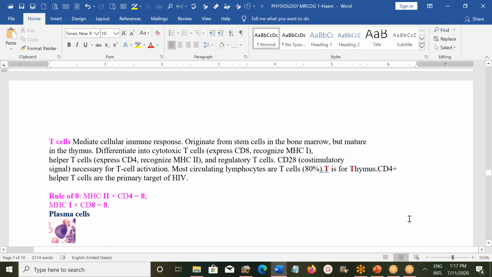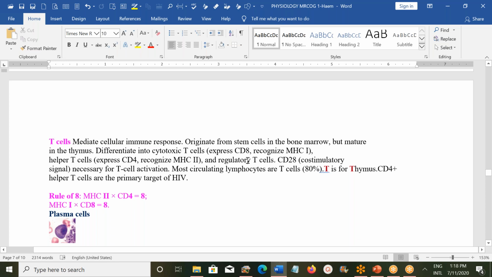T cells mediate the cellular immune response, and they originate from the stem cells in the bone marrow. Both cells originate from the bone marrow, but they mature in different places. T cells mature in the thymus and differentiate into cytotoxic T cells, which express CD8 and recognize major histocompatibility complex 1. Helper T cells express CD4 on their surface and recognize major histocompatibility complex 2.